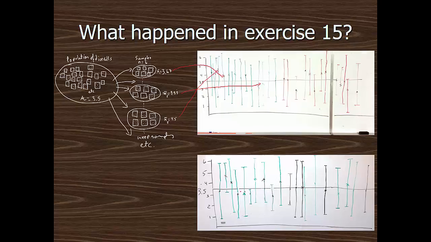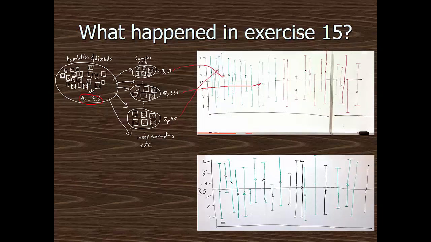What happened in exercise 15? In exercise 15, we started out with a population of dice rolls that we knew had a population mean of 3.5. Then we took a series of samples. I'm just arbitrarily calling them 1, 2, 3. So this is one possibility. Person rolled a 2, 3, 4, 6, and so on, and got 3.67 as their sample mean. Another person got 3.33 as their sample mean, and finally a person got 4.5.